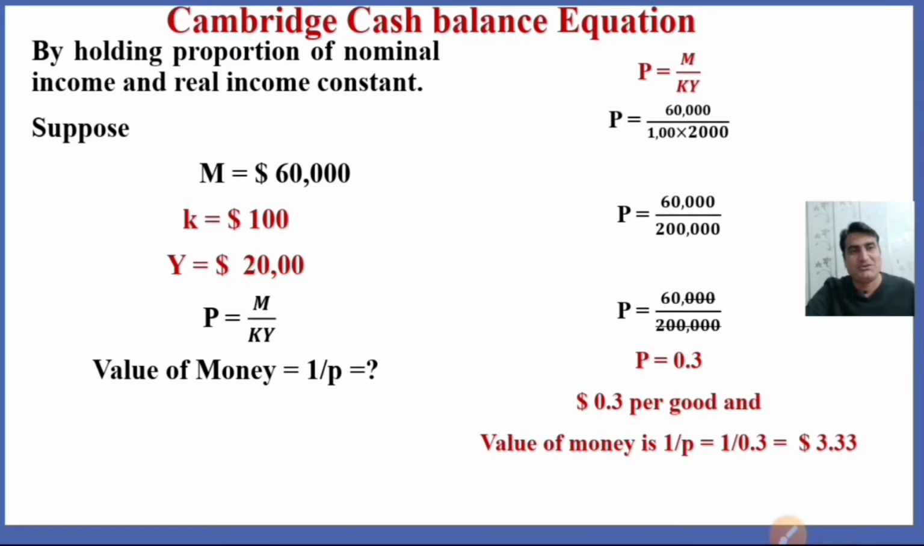The same thing the Cambridge equation states, but the method of telling that thing is different, because in the Fisher equation the volume of transactions and velocity of circulation of money were constant, but here the proportion of the nominal income and the real income is constant. This is the difference, but both theories state the same thing. That's why the Cambridge cash balance approach is known as a version of the quantity theory of money. So you must watch the Fisher equation of exchange or the Fisher quantity theory of money. The link is given in the description box.